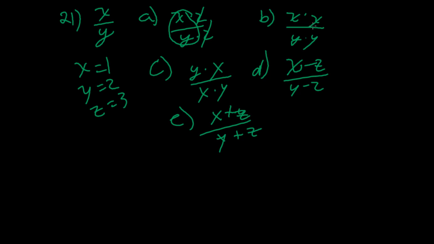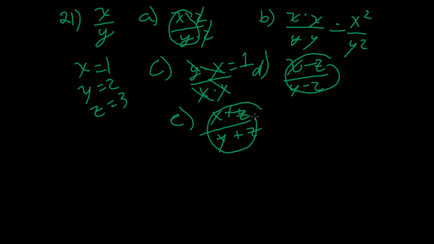x times x over y times y is equivalent to x squared over y squared, so we can see that this isn't the same as that. y times x over x times y, well, the y's would cancel out here, and the x's would cancel out here, so we'd be just left with 1. And this one, we can't do anything to simplify because we're not multiplying anything, we're just subtracting. So this would be the simplified version. And same thing with this one, we're not multiplying, we're just adding. So this would be the simplified version.